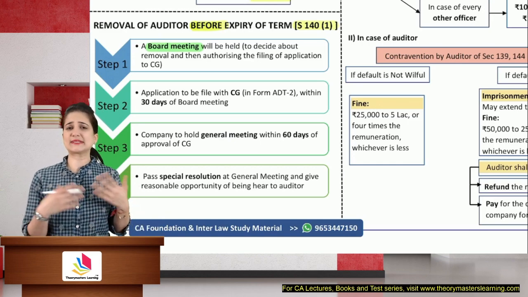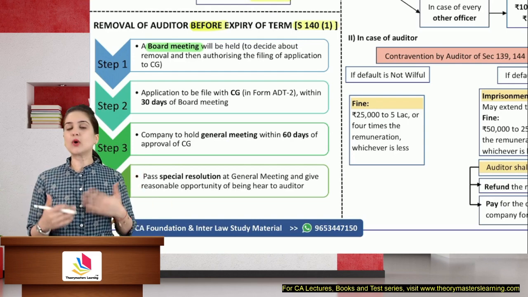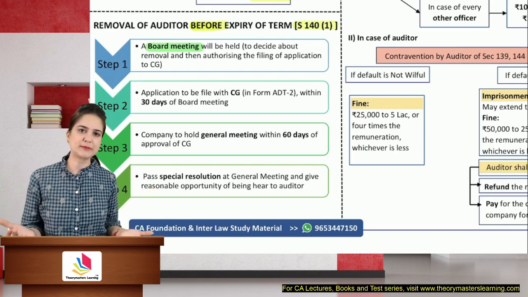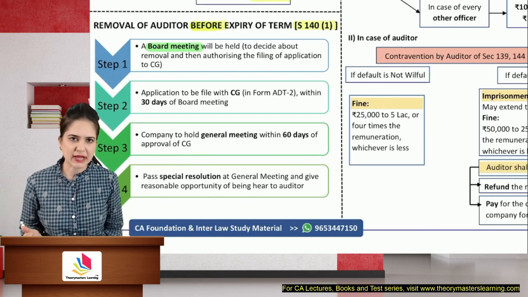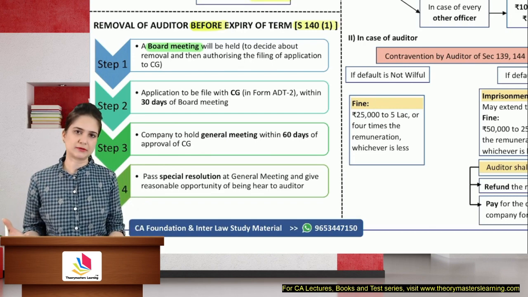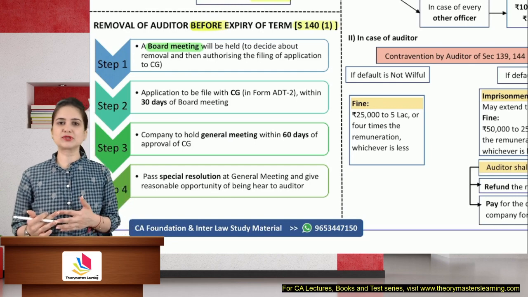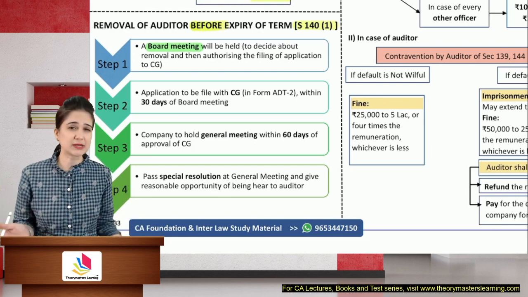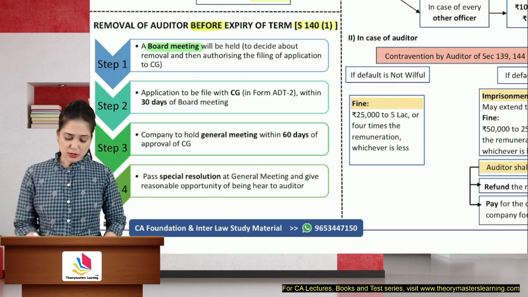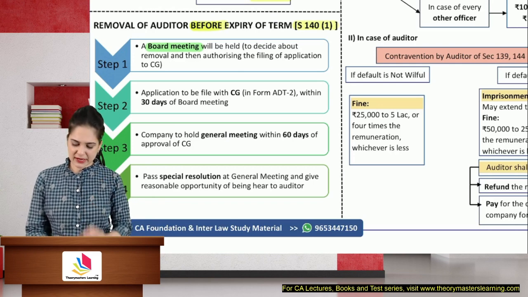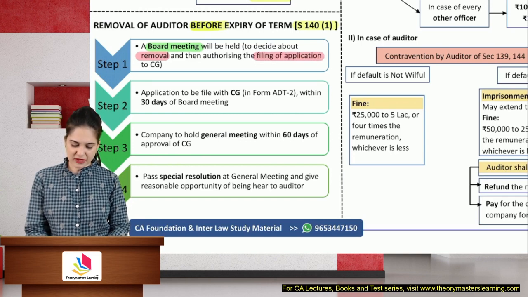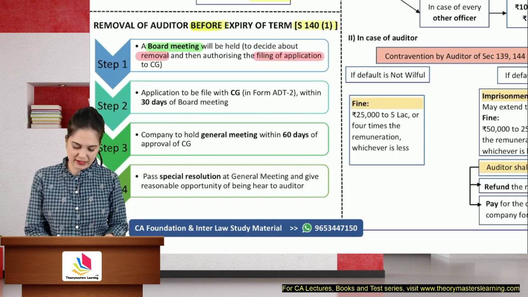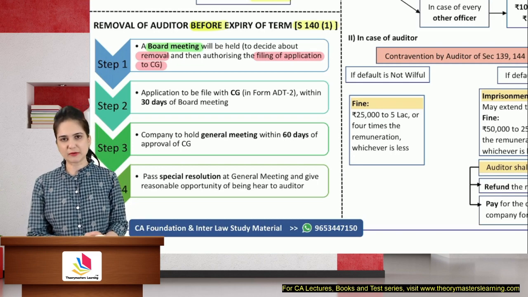Maybe the auditor is not standing up to your expectation. Maybe the auditor had a team but many of them left, so now it will not be possible for you to get the audit completed on time. So why are you removing an auditor? Or maybe the auditor was colluding with certain employees and committing some fraud. What is the reason? So a board meeting will be held to decide about removal and then authorizing the filing of application to the central government.